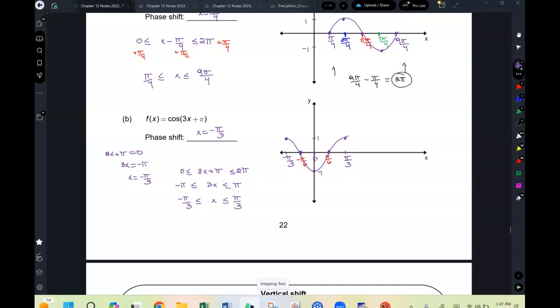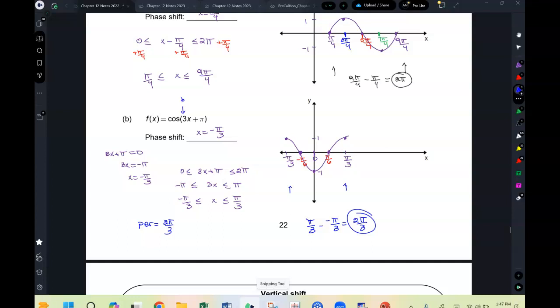What's the period for this one? Okay, that's a good question. What's the period for this one? No. What's B? Okay, so B is 3. So the period is 2 pi over 3. So now let's take a look here from the beginning to the end, right? Pi over 3 minus negative pi over 3 is 2 pi over 3, which is exactly the same thing as the period. Those have to match every single time.